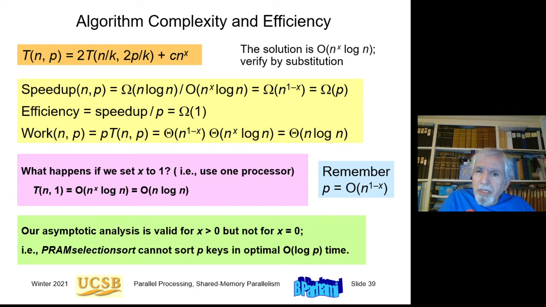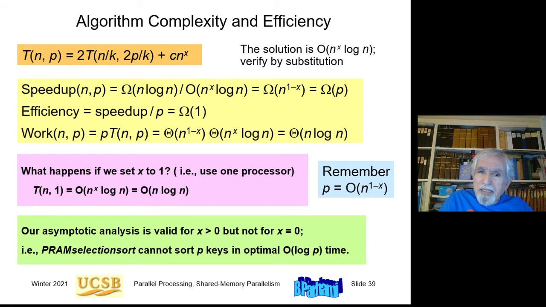Therefore, the speedup is Omega(p), efficiency is Omega(1), and the work performed is Theta(n log n). In other words, the algorithm is work efficient, and it also has linear speedup. Therefore, it's efficient in terms of speedup. Again, the same thing applies.